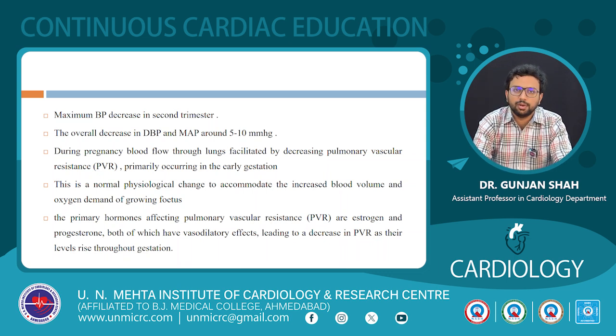During pregnancy, blood flow through the lungs is facilitated by decrease in pulmonary vascular resistance, which primarily occurs in early gestation. This is a normal physiological change to accommodate the increased blood volume and oxygen demand of the growing fetus. The primary hormones affecting pulmonary vascular resistance are estrogen and progesterone, both of which have a vasodilatory effect, leading to a decrease in pulmonary vascular resistance as their levels rise throughout gestation.